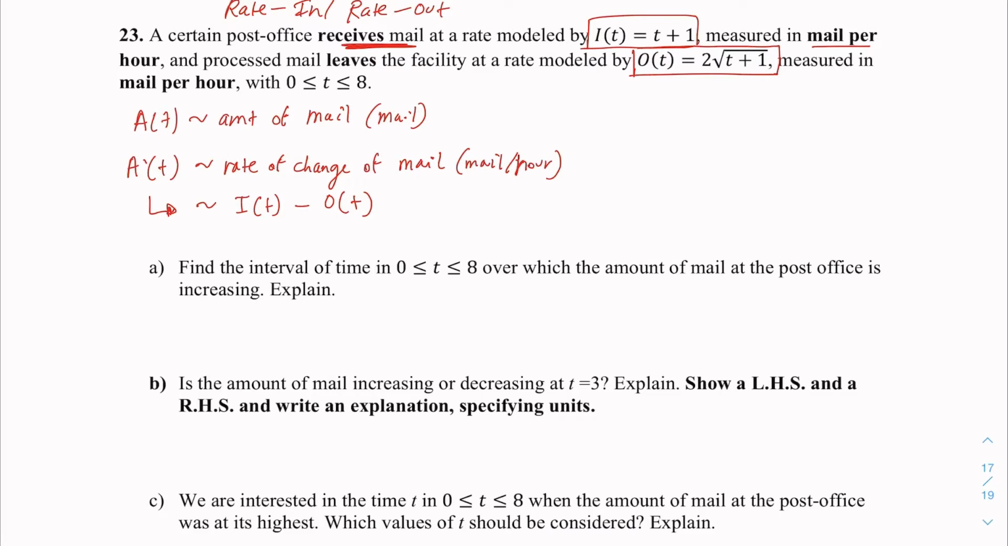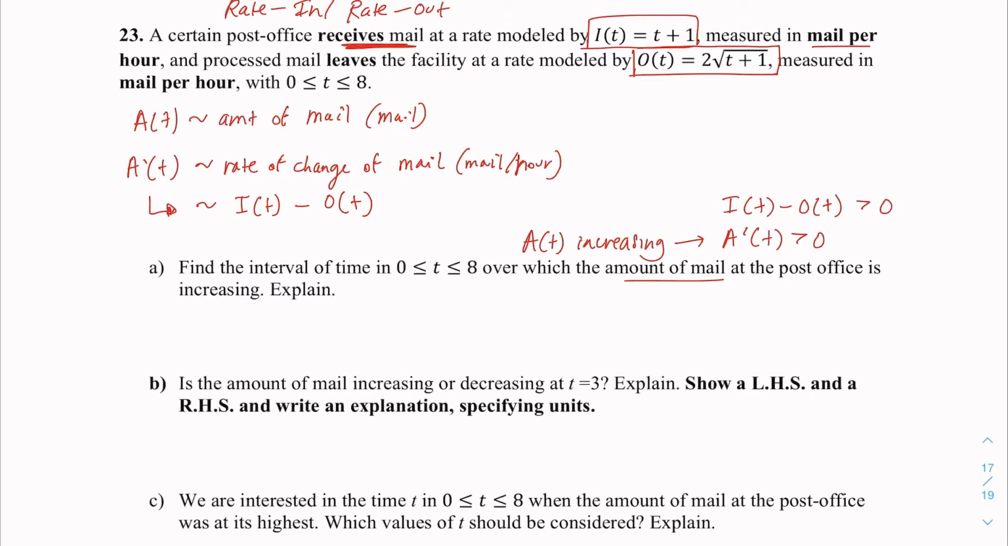It says find the interval of time over which the mail at the post office is increasing. All right, let's see. If I want to know where the amount of mail is increasing, translate: A of t is increasing. Well, that's going to happen where A prime of t is greater than 0. So we can set A prime of t greater than 0 by also thinking of it in terms of I of t minus O of t should be greater than 0.